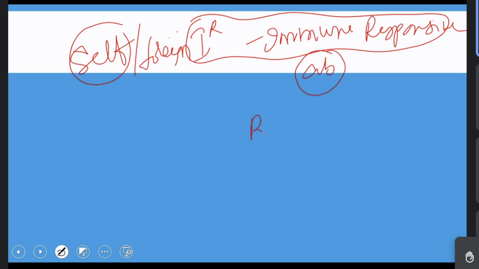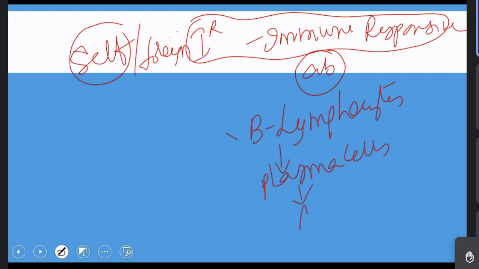The antibodies are produced from cells called B lymphocytes. The B lymphocytes in turn form plasma cells, and the plasma cells produce and secrete antibodies. So where are the antibodies produced? They are produced in the plasma cells. After antibodies are produced, they react with the specific foreign antigen that entered my body, and these antigens are broken down. They are destroyed by these antibodies.